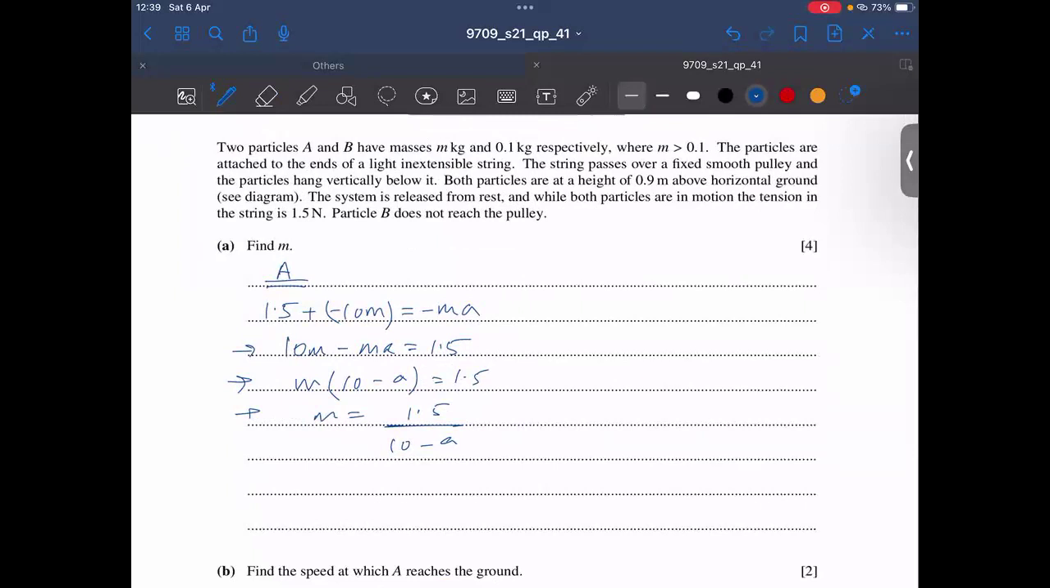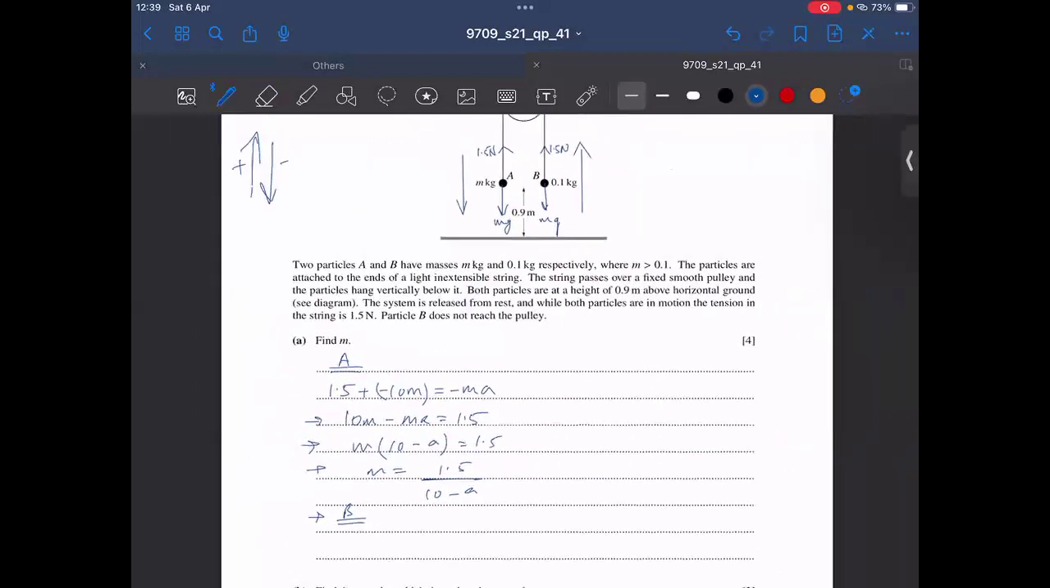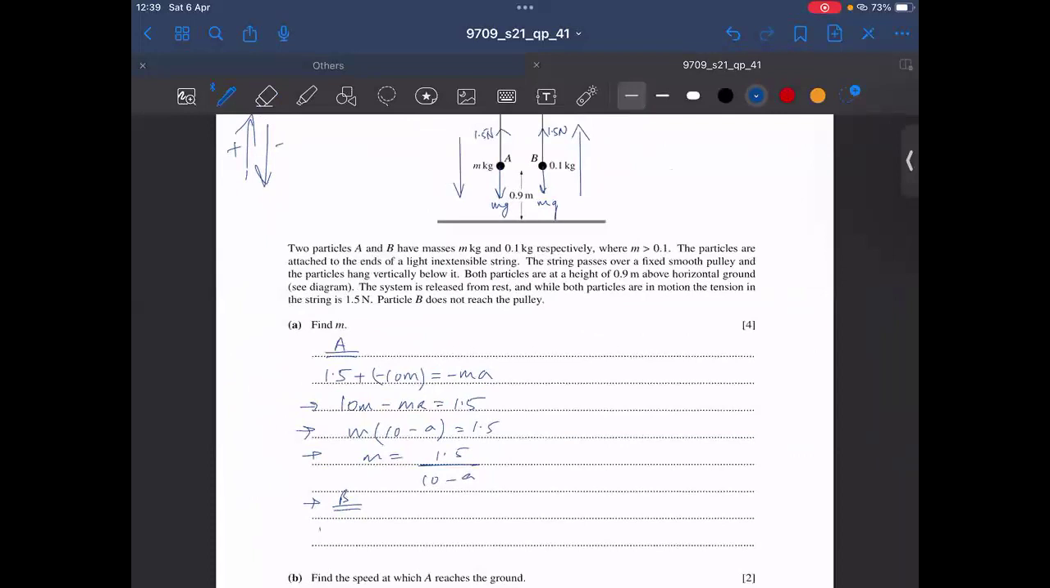Okay. Then I have for B: 1.5 again positive, plus I have minus 10 into 10 into 0.1, which is basically 1. So minus 1. All right, that's the force of gravity. Minus 1 equals MA.